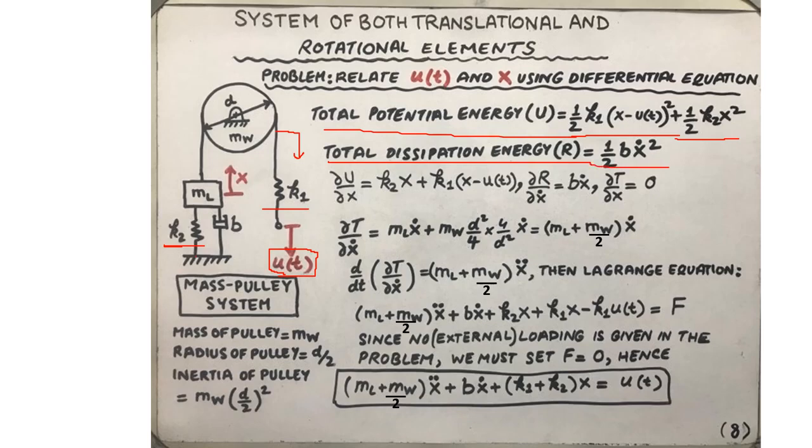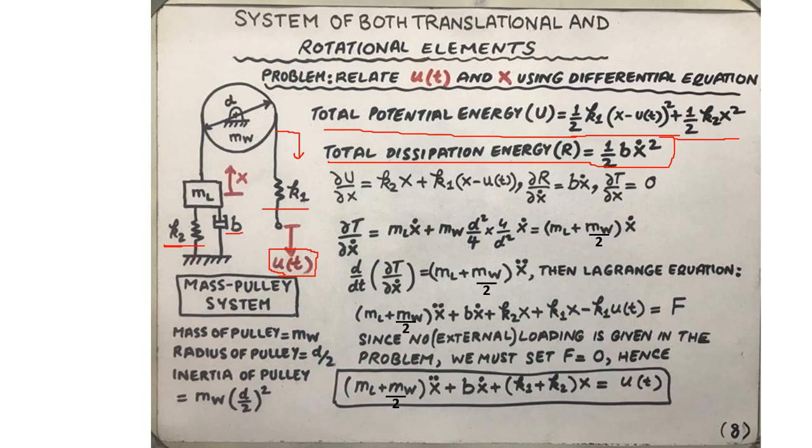half times b x dot square, where b is the damping coefficient. There is just one damper in the system, and there is no other source of damping or friction that is included in the model. Hence, half times b times x dot square.